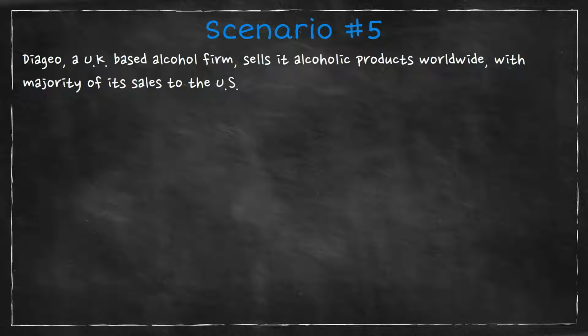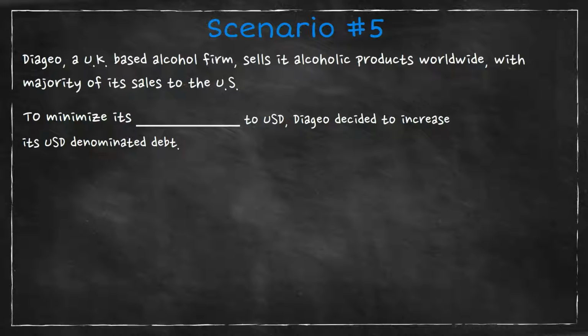Scenario number 5. Diageo, a UK-based alcohol firm, sells its alcoholic products worldwide, with the majority of its sales to the US. To minimize its exposure to USD, Diageo decided to increase its USD-denominated debt.